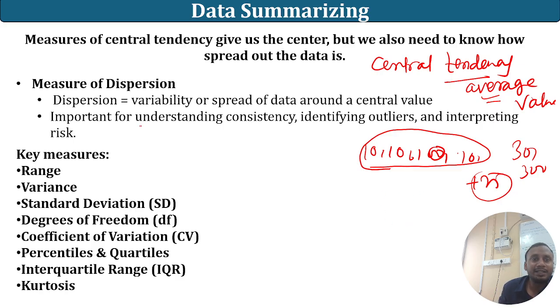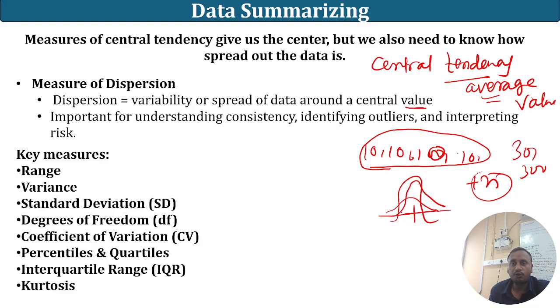For that, we use the variability, or spread, of the data around a central value. So around the average, let's say this is the data value, around the average the data can be skewed like this and like this, or maybe like this, or maybe like this. So this is what we have to explain.